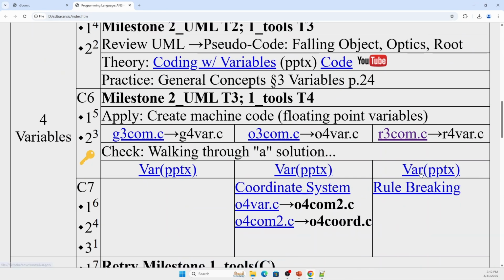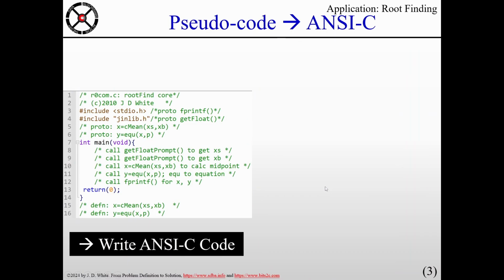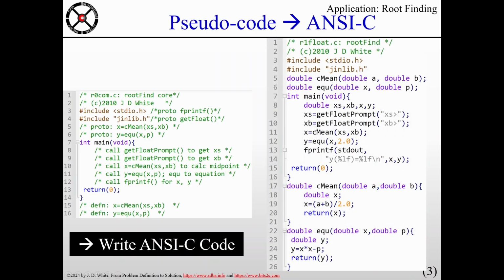Okay, so let's walk through it now, and we see how the code runs. From problem definition to solution, we went to pseudocode. There was our pseudocode that we started with, and we wrote the ANSI C code. This time I hard-coded the 2.0. I did not bother typing it in, so I have one variable, x, and don't have p. I just hard-coded it.